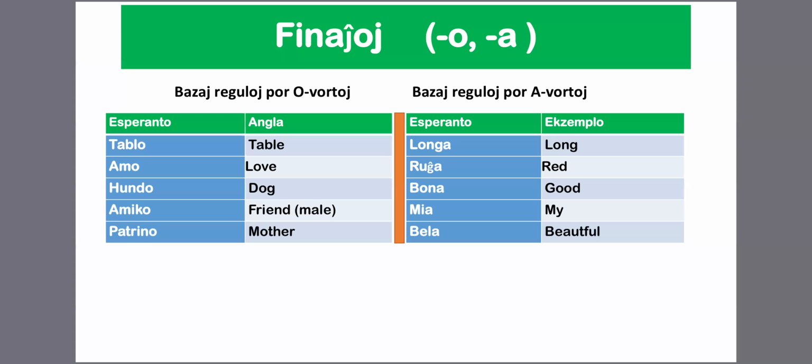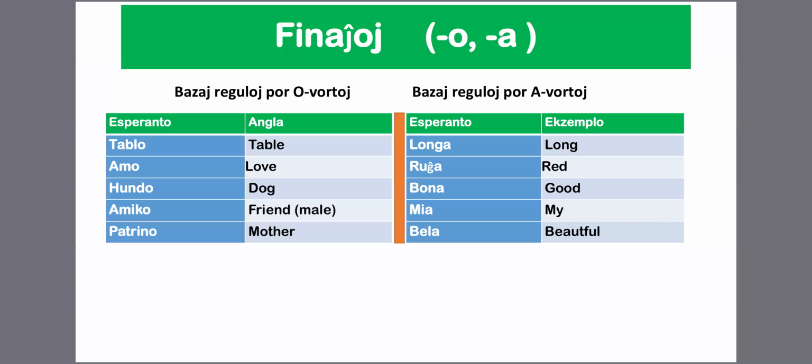But if you see the word finished by A, automatically you have to put in your mind that this is an adjective. For example, longa, long. I did a long journey. Mi faris longan vojaĝon. Longa, you cannot say it's a noun, it's an adjective because it finishes by A. Ruĝa, red. Ruĝa, red is not a noun, it's an adjective. Bona, good. Mia, my.